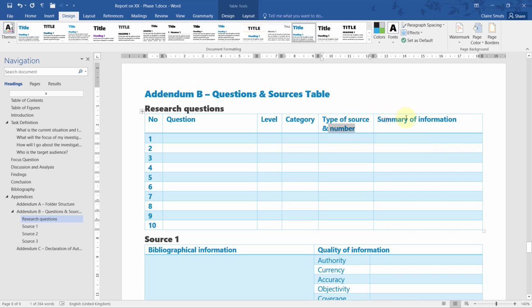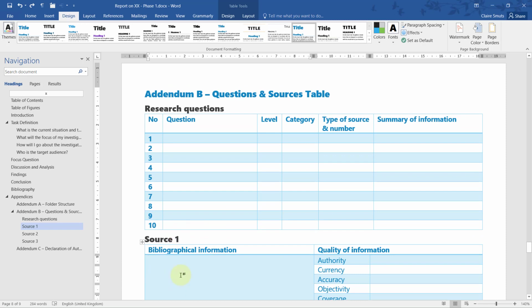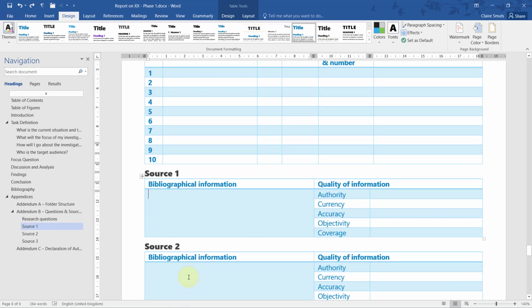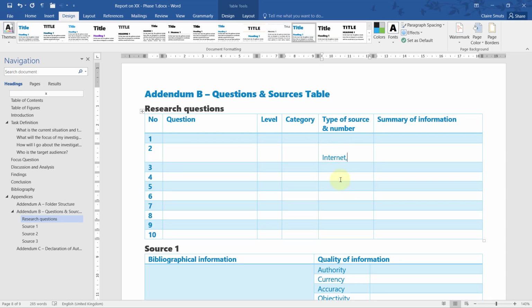Now, the number and the summary of the information can only come once you've actually got 3 good sources. So once you've got the 3 good sources and you see, say for example, you asked here, when did humanity become aware of deforestation? And you found the answer in source number 2, then you can say, type a number of source, it was internet, and it's number 2. And summary of information will then be an answer to the question that you initially posed in a paragraph format.